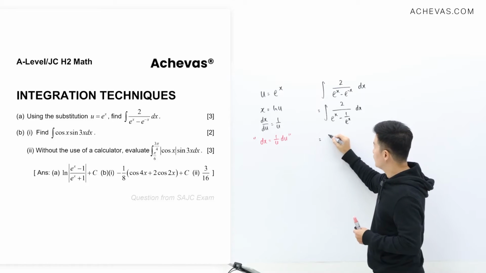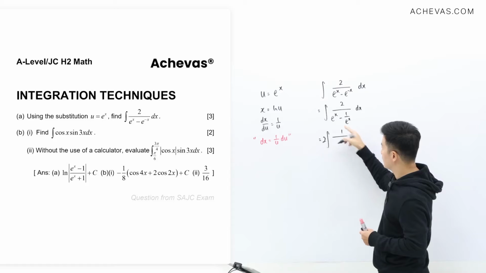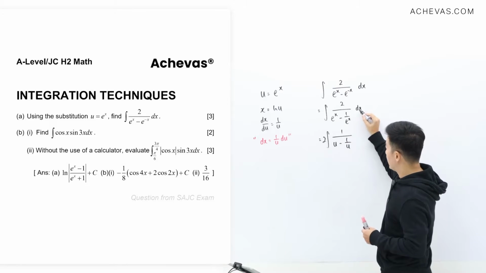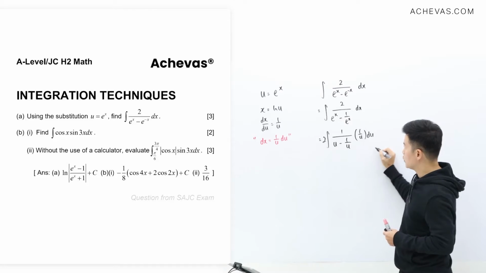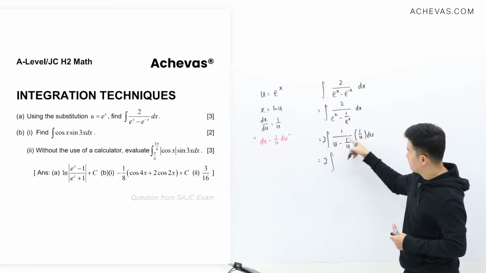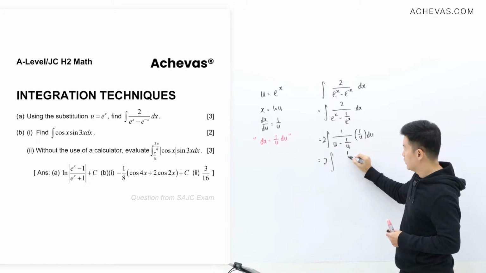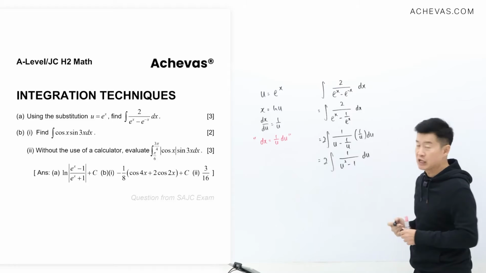This is going to be equal to the integration of 2. Let's take it out of the integration notation, leaving us with a 1 in the numerator. And then here is going to be u minus 1 over u. And dx, we are going to be replacing it by 1 over u du. And this is going to be equal to, if I were to multiply by this entire denominator, we will have 1 over u squared minus 1, then du.